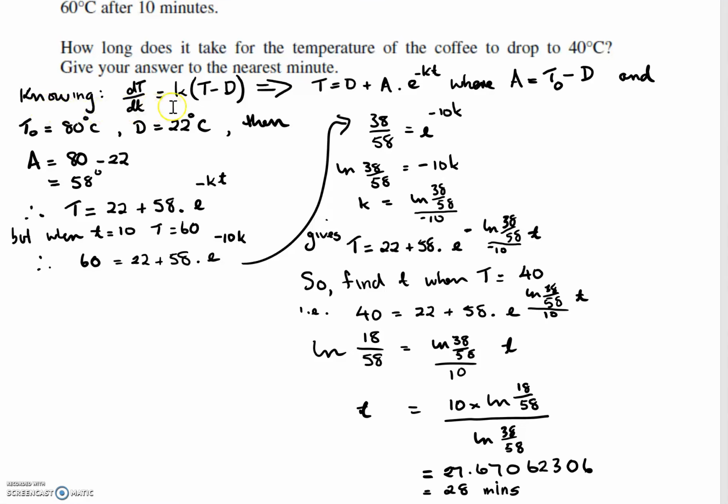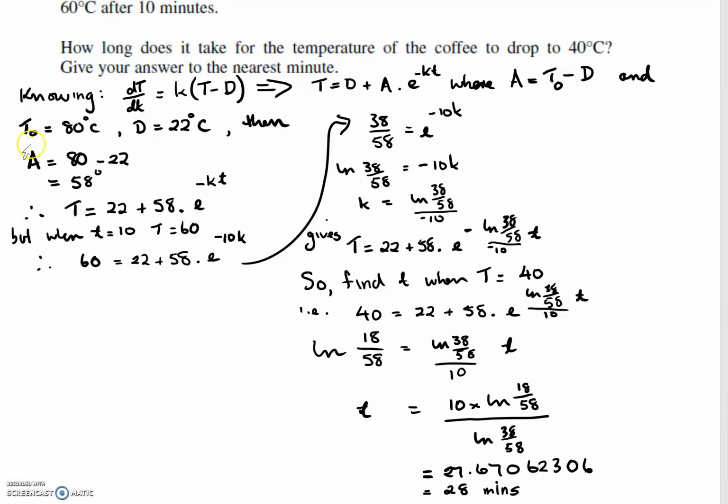Like I said, I think this is really important. You write this out, so we know, and all I've done is replace Q with a T because it's talking about temperature again. We know that in general dT/dt is K times (T minus D), which leads to a solution for T as T equals D, our constant, plus A, which is the difference between our initial temperature and the room temperature, times e to the minus kt, and we state that A is the difference between the initial temperature and the constant.